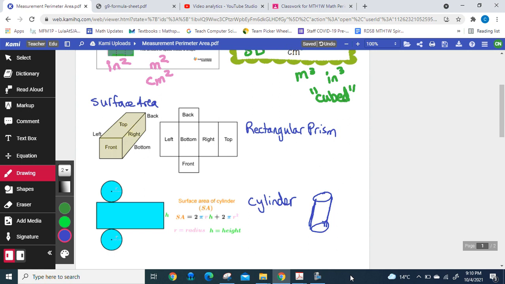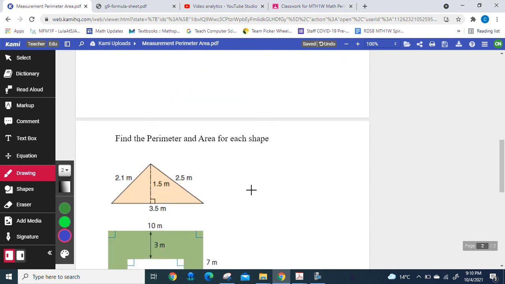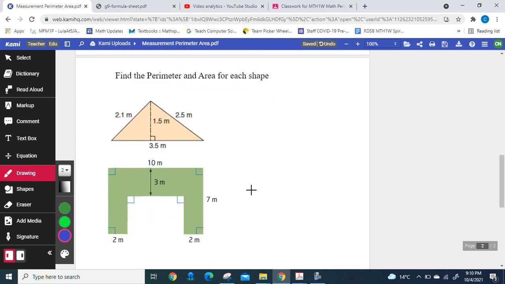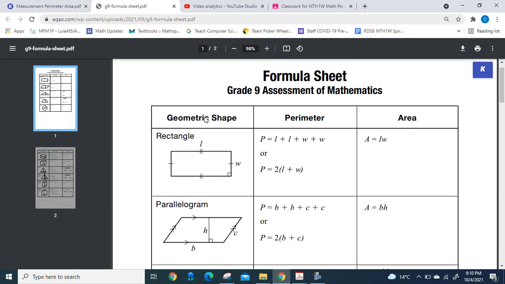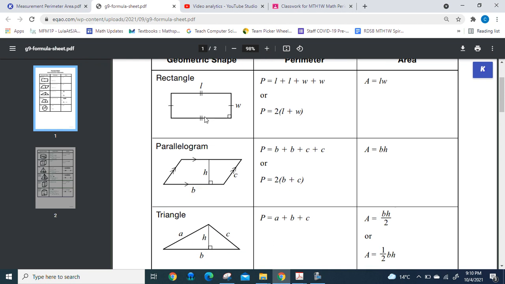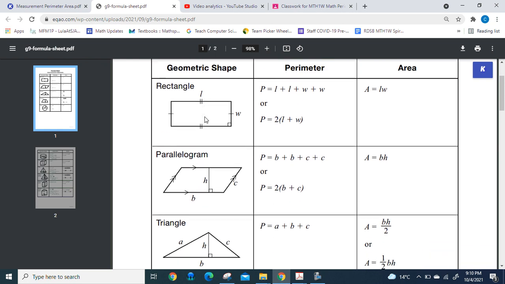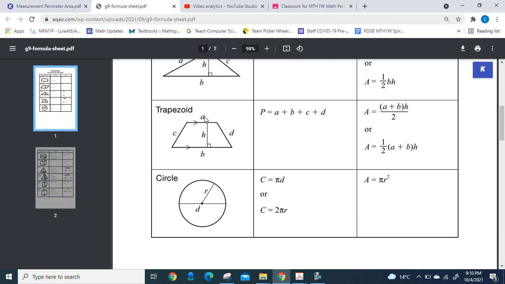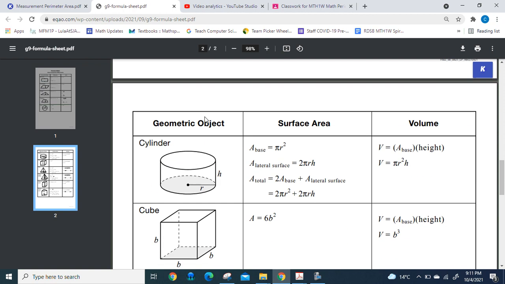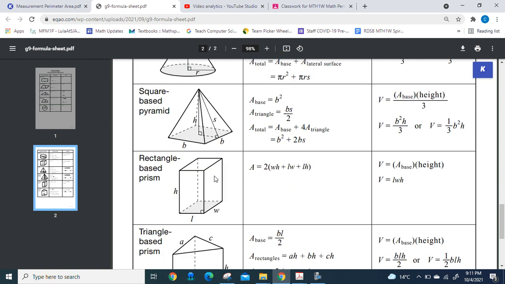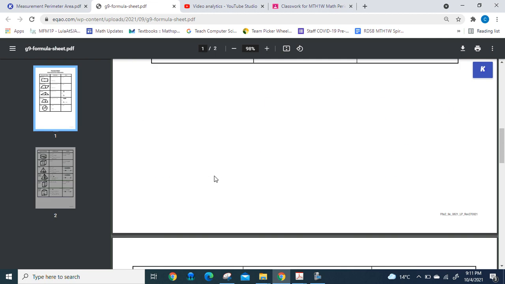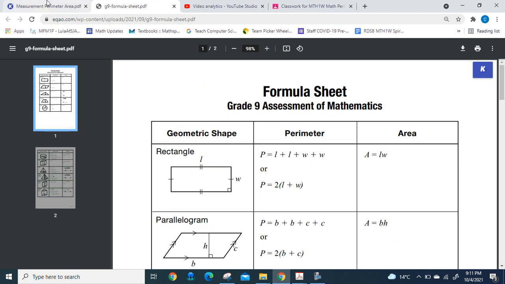Okay. Today we're going to focus on calculating perimeter and area for our shapes. So you've got this posted with you, our formula sheet for our grade 9 math. So the front page has all two-dimensional objects. So perimeter and area, that's what we're going to look at today. In another day, we're going to look more at surface area and volume of three-dimensional shapes. Okay, so you do have your formula sheet.